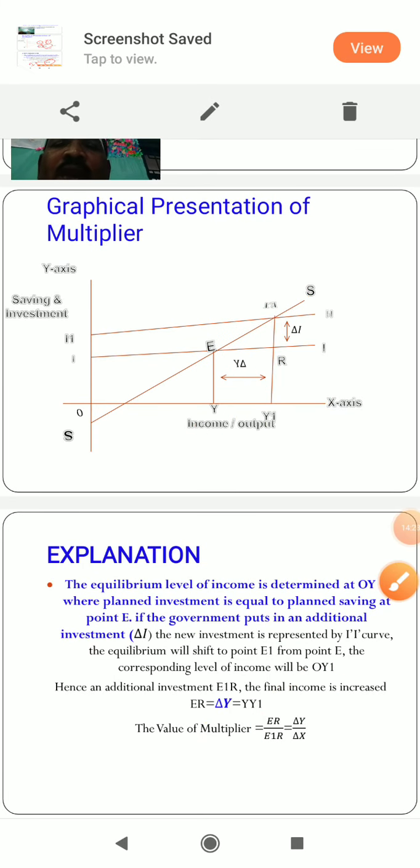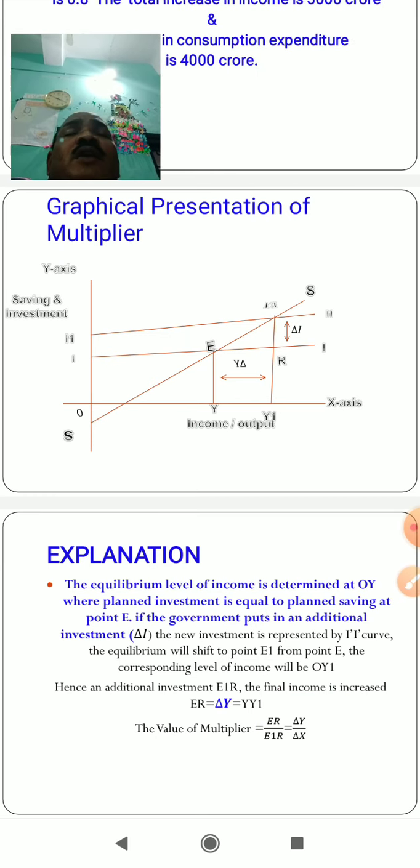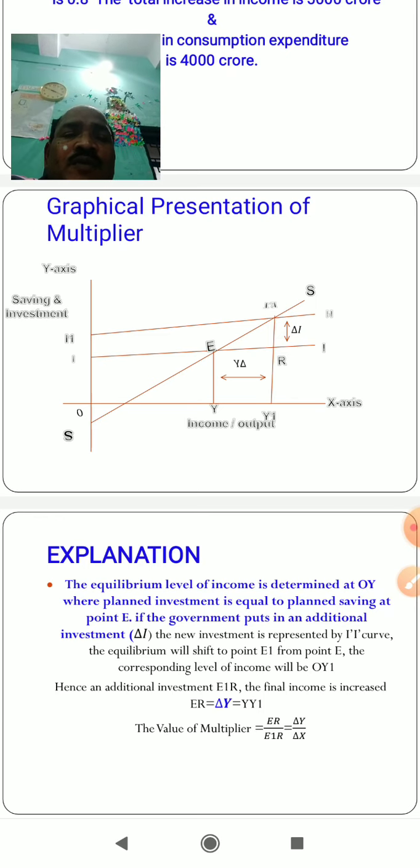In the case of the investment multiplier, it depends upon the marginal propensity to consume, and delta Y is equal to K into delta I.